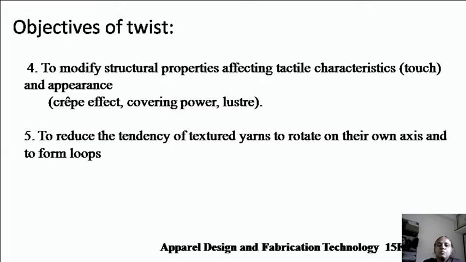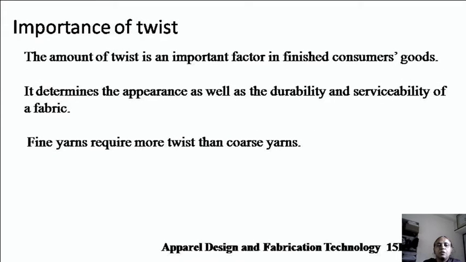Fourth, to modify structural properties affecting tactile characteristics like touch and appearance, that is crease effect, covering power, and luster. These are the properties affected by the twist inserted in the yarn. Fifth, to reduce the tendency of textured yarns to rotate on their own axis and to form loops. These are the objectives of the twist.